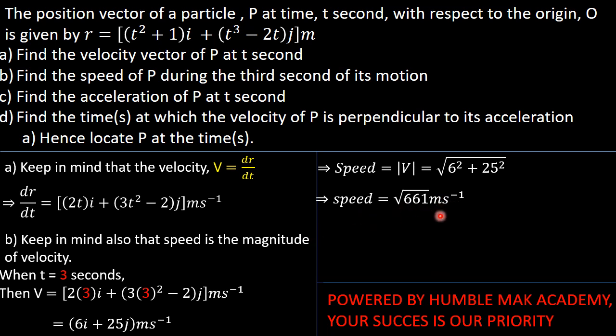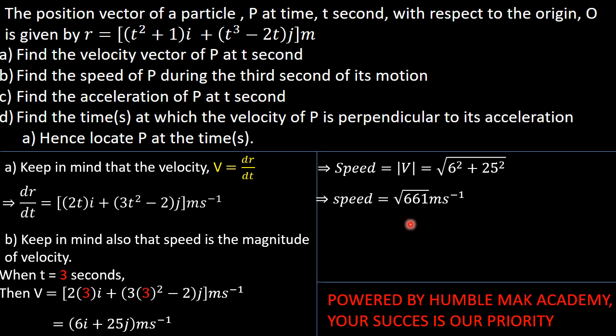And an important hint: the question along the line did not ask you to put it to some amount of decimal places, right? The question rather asks you for the speed. So square root of 661 now is the right answer to the problem. Okay, it's exact. So this is how you have to leave your answer. Okay, now the next part wants us to get the acceleration of p at t seconds.